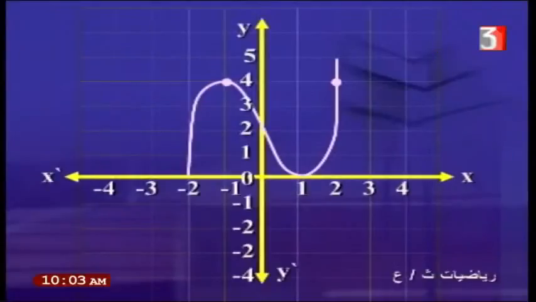We have increasing in the open interval negative infinity and negative 1, and decreasing from negative 1 to 1, and the curve is increasing in the open interval 1 and infinity. The curve is convex upwards in the open interval negative infinity and 0, and the curve is convex downwards in the open interval 0 and infinity.